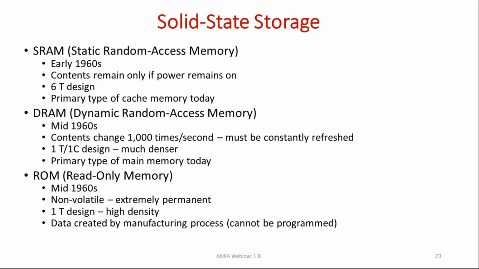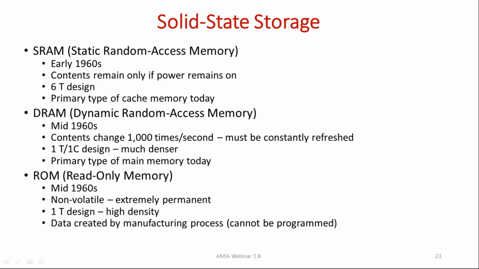So the bottom line answer here is that SRAM takes up more room, therefore it's more costly. So we don't usually have as much SRAM on our computer systems as we do DRAM. But it's faster. As you remember from a previous slide, it's about 5 times faster in its access time than DRAM is. And it's the primary type of memory used for cache memory today.